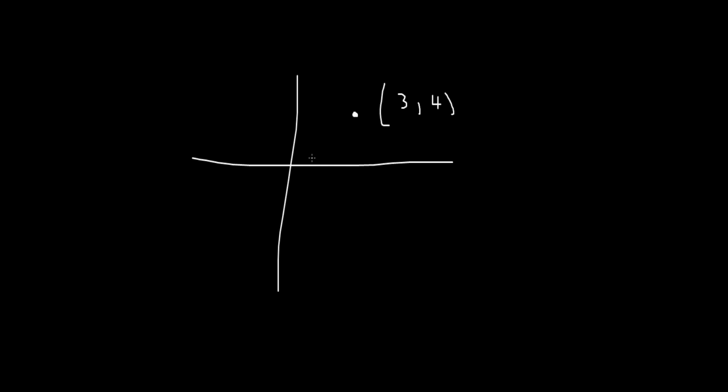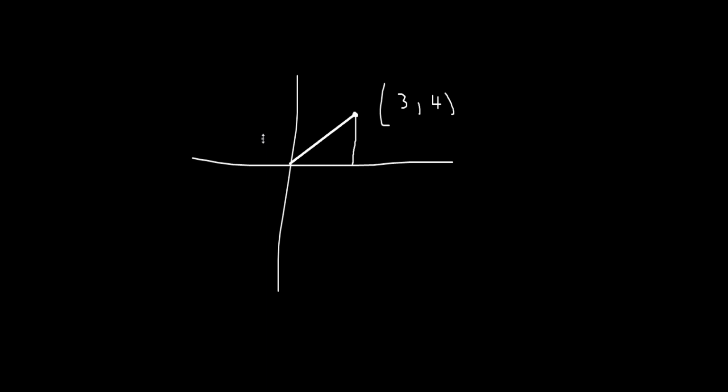So let's say we have this point right here. Let's pick a random value, 3, 4. So this point is 3 to the right and 4 up. So if we draw a line, actually here, let me draw a straight line. Make that a little bit better. Let's draw a straight line from here to here.